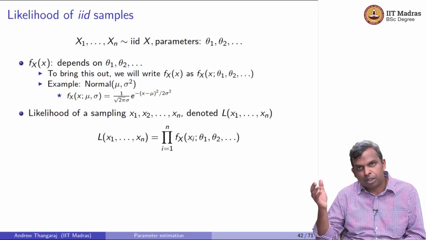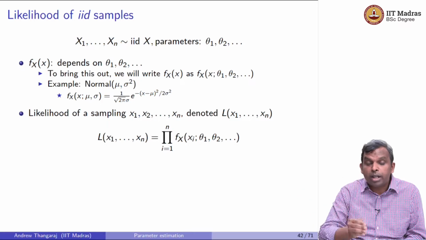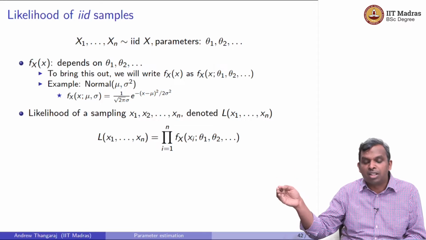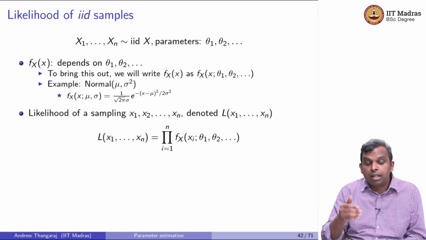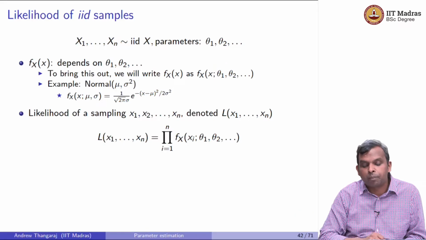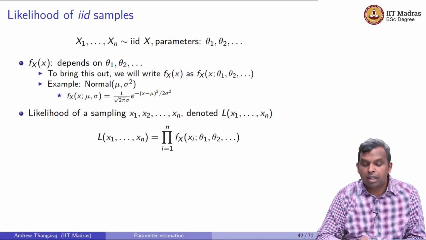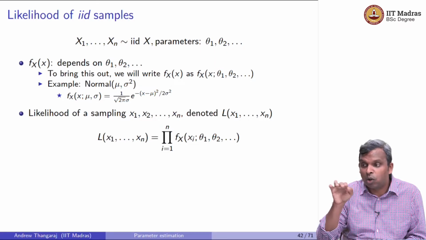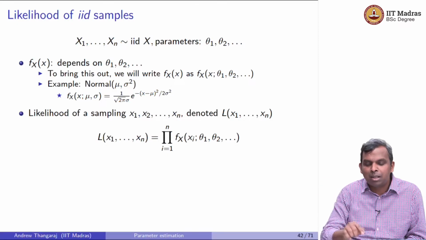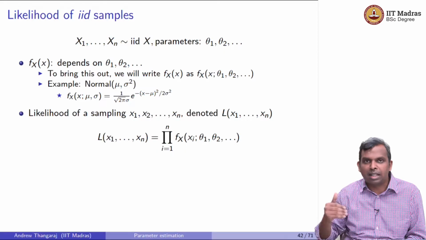It could be PDF for the continuous case or PMF for the discrete case. It's simply the product of the density function evaluated at each of the samples. So you see here the product goes from i equals 1 to n, and I take the density function and evaluate it at xi. The parameters are always there for every evaluation, but this xi will keep changing. The first time it will be x1, the next time it will be x2, like that.